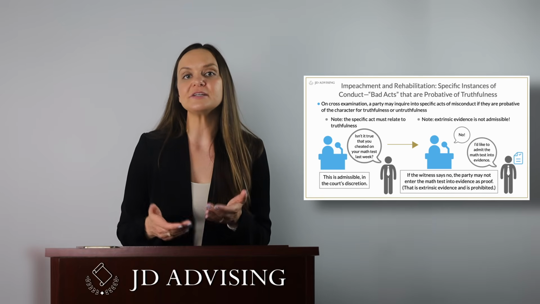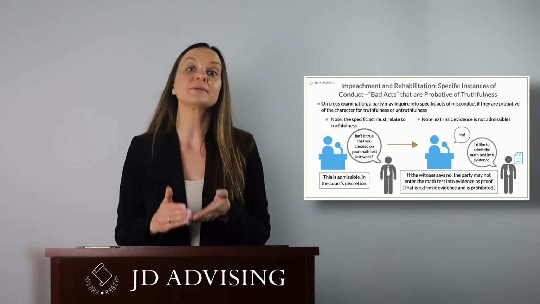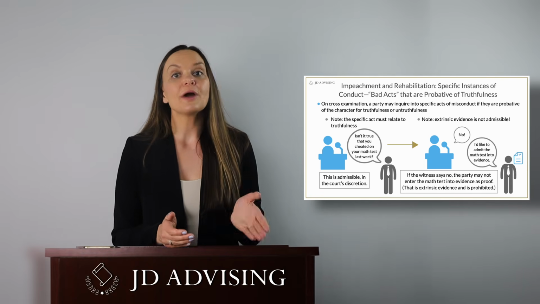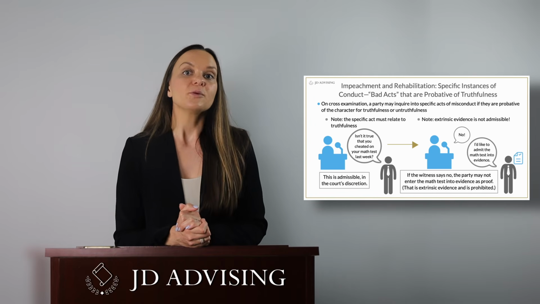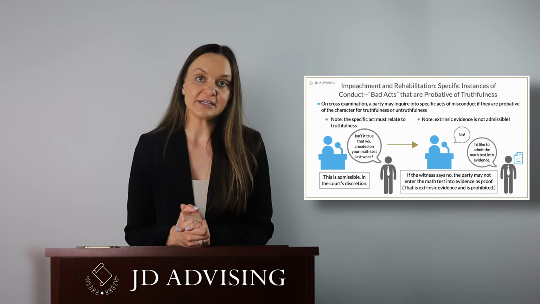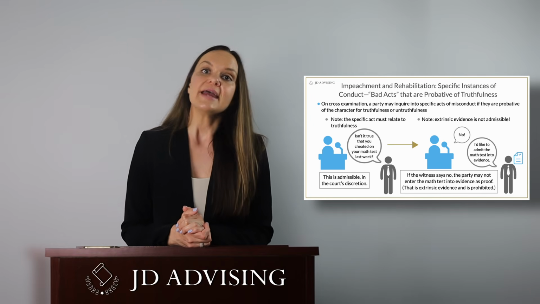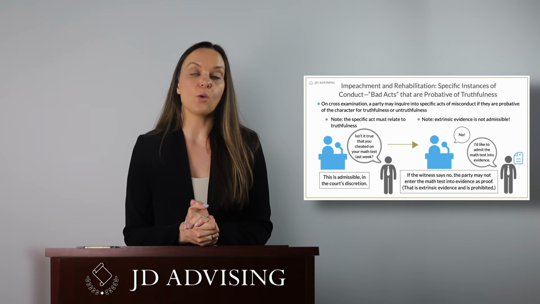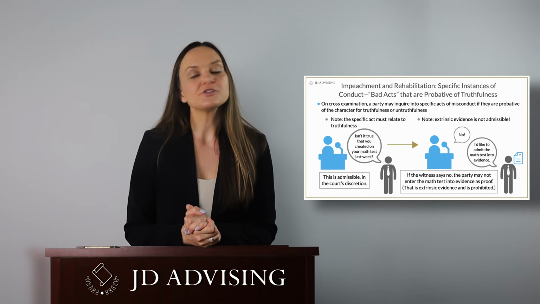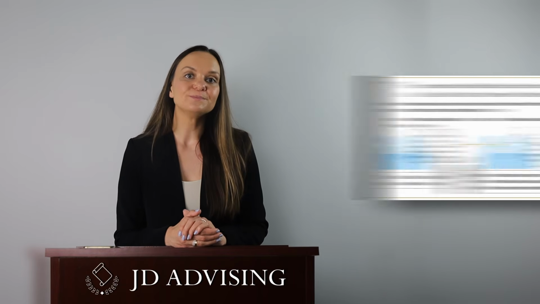Remember, the purpose of impeachment is to show the jury that they shouldn't believe the witness. So bringing in prior bad acts that illustrate untruthfulness furthers that goal. The way this works is that during cross-examination, a party might inquire into specific acts of misconduct if they're probative of truthfulness or untruthfulness. However, extrinsic evidence is not admissible.